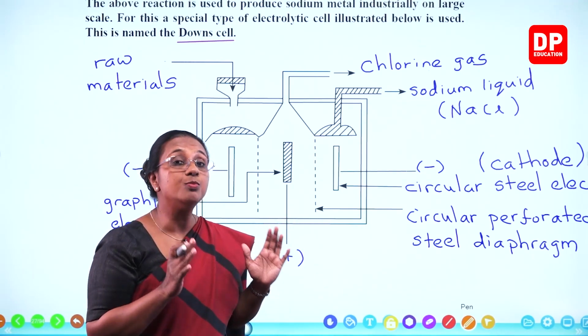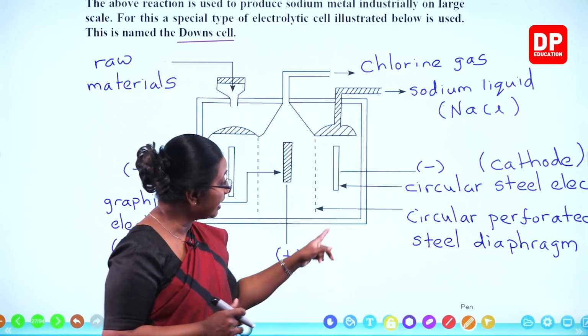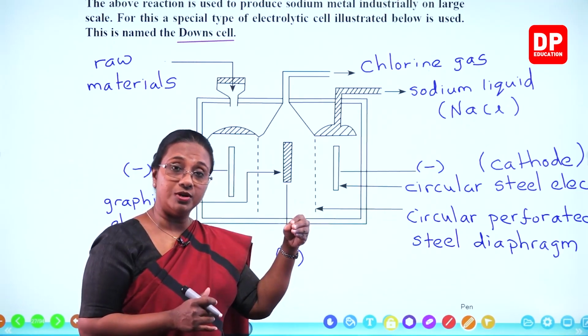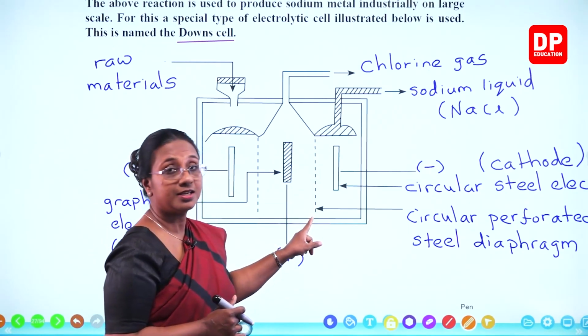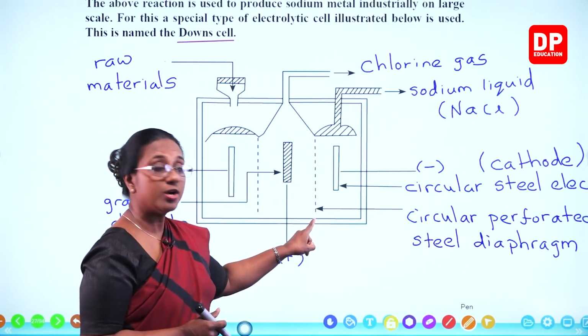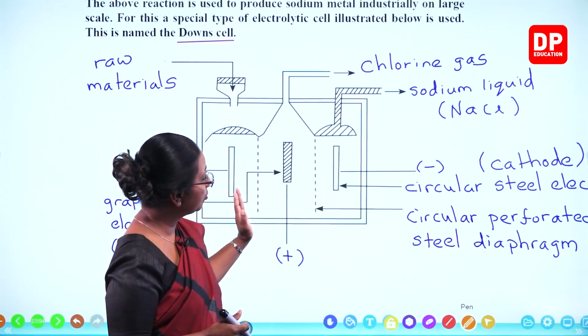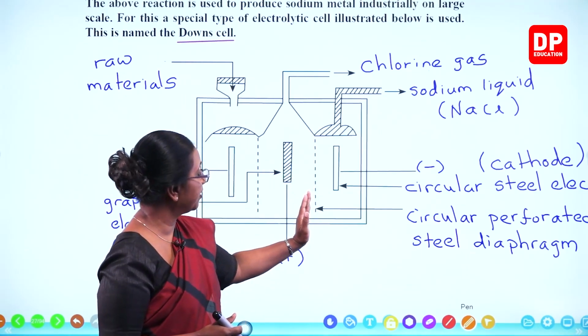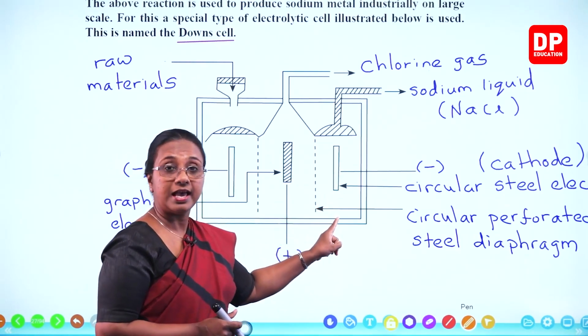We need the ions to move. The ions have to migrate. To facilitate that, it is perforated. There are holes so that ions can move through it. And it is circular. That is why when you cut it, you can see the diaphragm on either side. So you get the circular perforated steel diaphragm that separates the anode from the cathode.